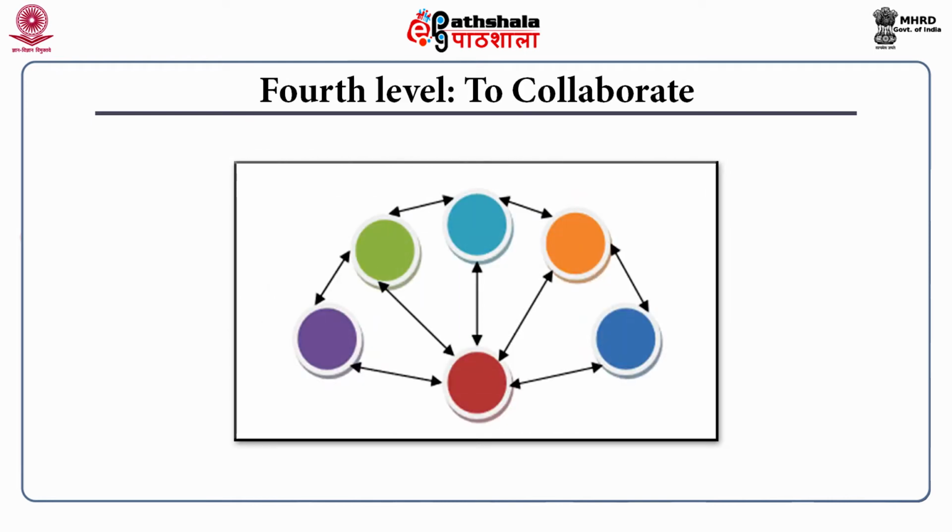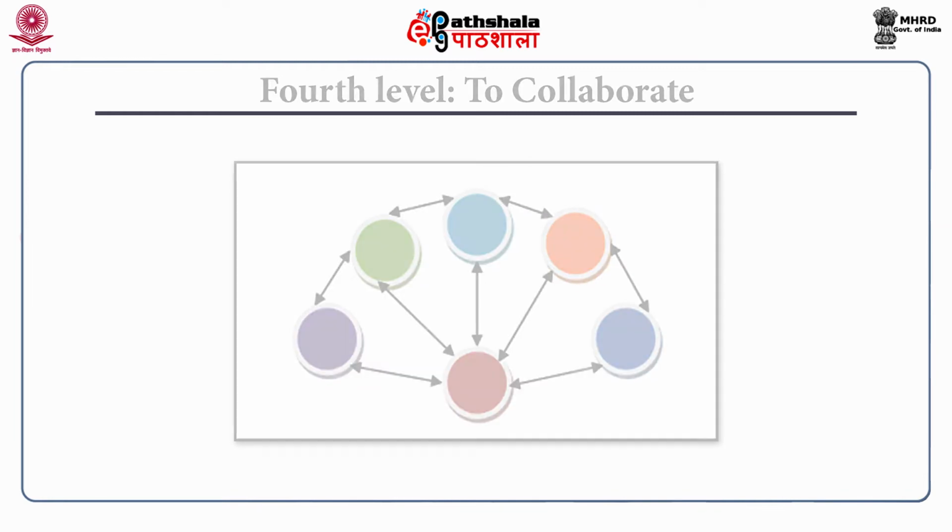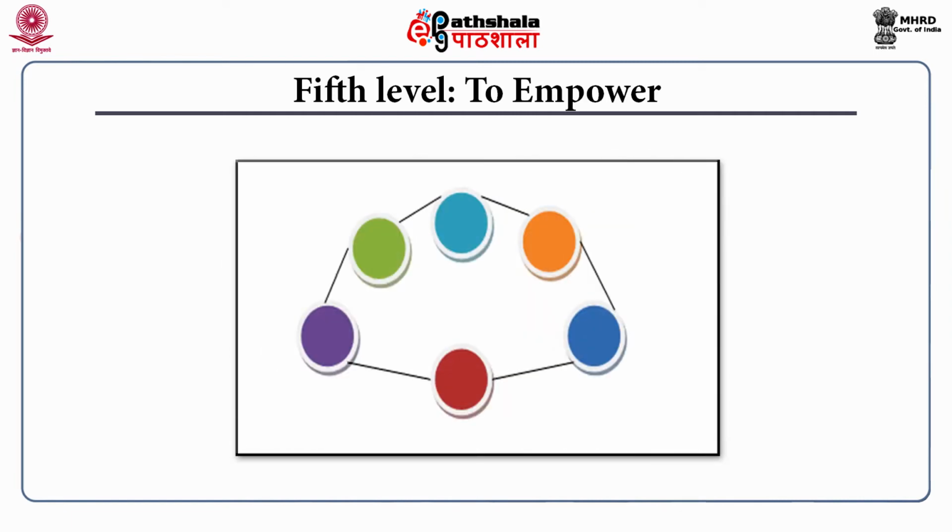Fourth level is to collaborate, where you see a better participation among the community people as well as the agency or community worker. Fifth level, to empower. Here you see the community people as well as the agency or community worker collaborating and empowering each other.